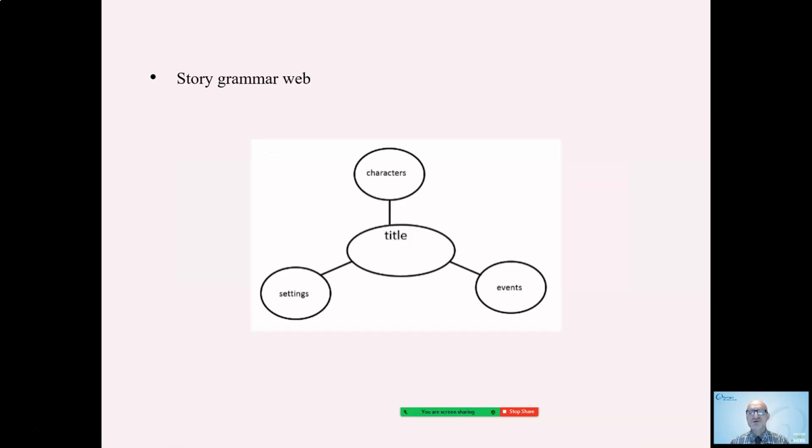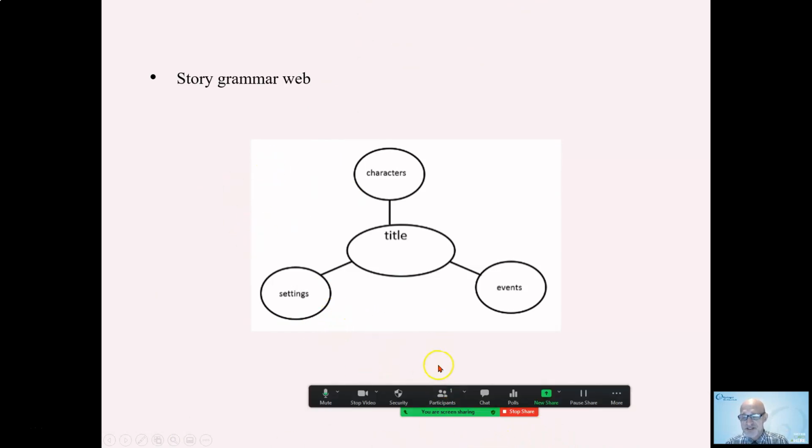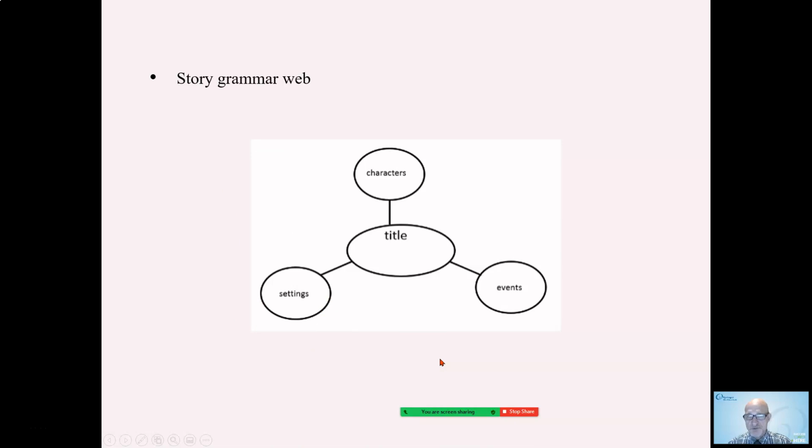You could also use story grammar as a web. Title, character, event, settings, and they brainstorm on each one. As a pre-reading activity, you might provide some of it. They're reading for purposeful intent again.